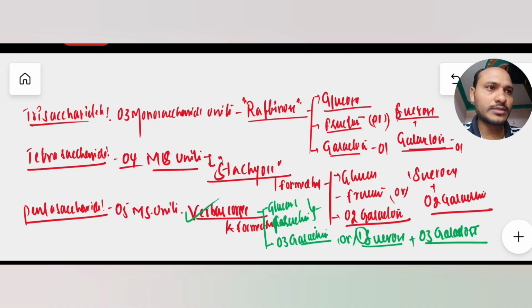So like that we have different types of oligosaccharides. By this we complete the oligosaccharide type of carbohydrate.